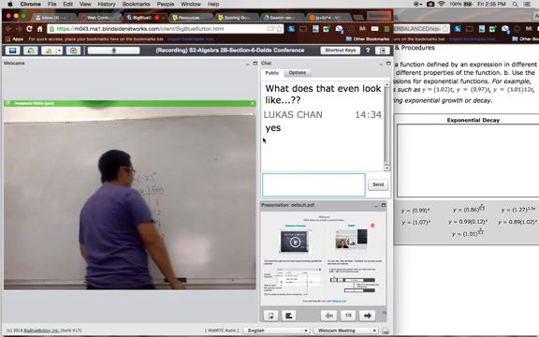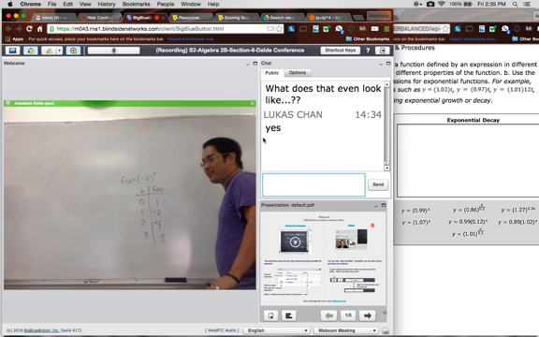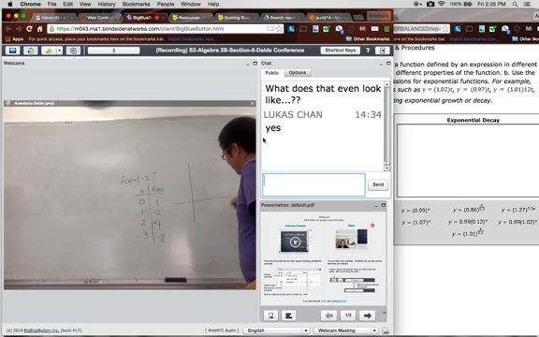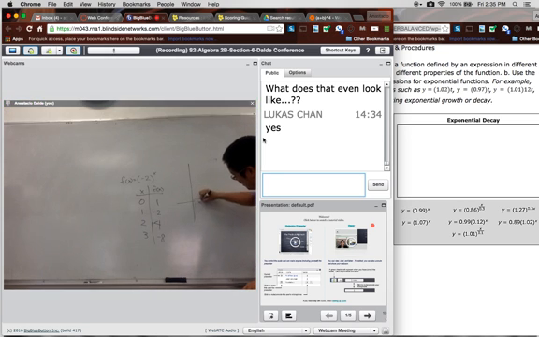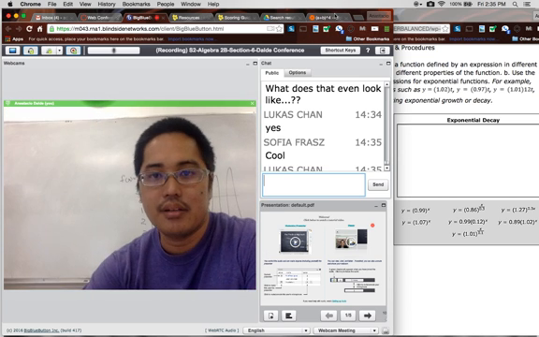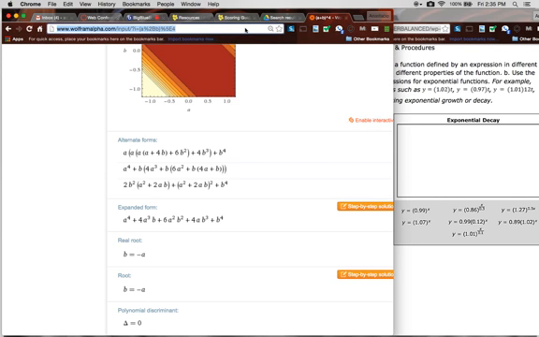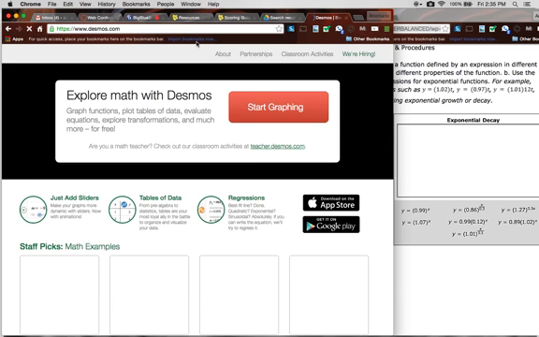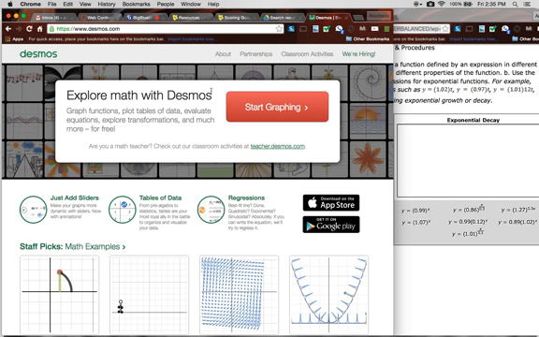What does it even look like? I'm wondering what Desmos says, but I have a feeling that it looks like this, or something like that. Let's Desmos that sucker. I'm not sharing my screen, but you guys can go into Desmos and type in negative 2 to the x power. Let's see what it says.